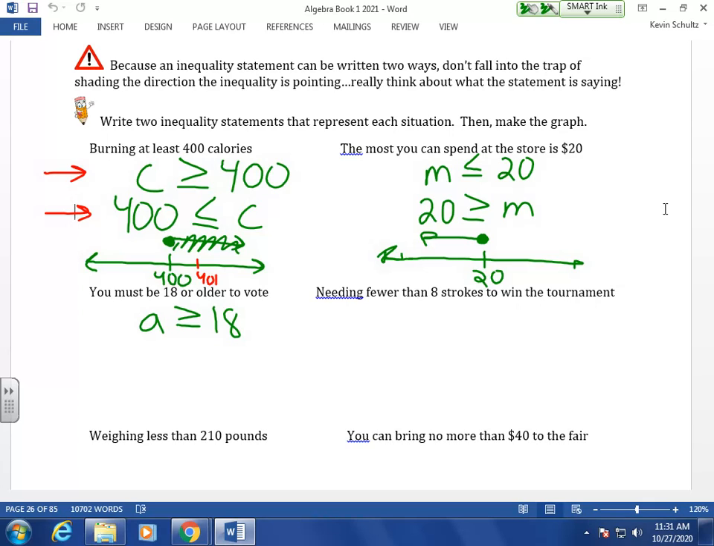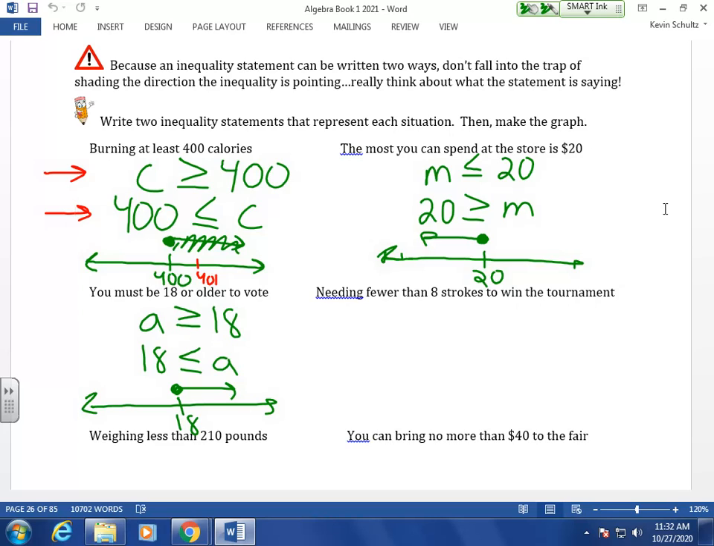So the other way to write this, if your age has to be greater than or equal to 18, that means 18 has to be less than or equal to your age. If you're 40, 40 is greater than or equal to 18, 18 is less than or equal to 40. It works in each of them. Graphing this, we again are going to have a closed circle above 18 and going to the right. 18 and anything older than that.